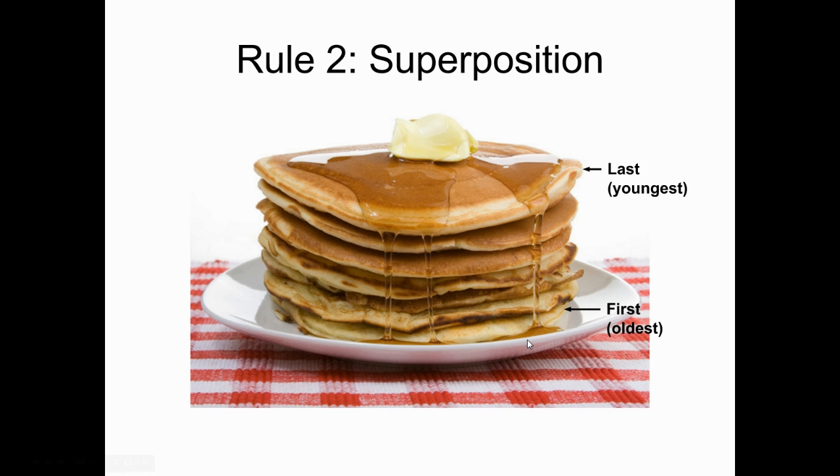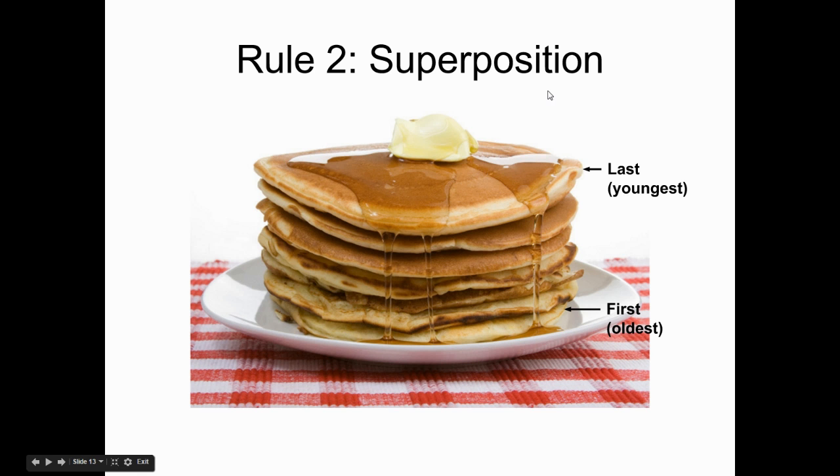All right. Rule two is the pancake rule. When you are putting a stack of pancakes on a plate, the pancake on the bottom of the stack is the first one you put down. That one's the oldest. And as you keep stacking them up, the one on top becomes the newest. Make sense? The pancake on the bottom is old, the pancake on the top is new. Same thing with rocks. The rocks on the bottom, as you dig down, you're getting down to older rocks. Up on the top, those are the new, young, little, happy rocks. Those are the more recent rocks.